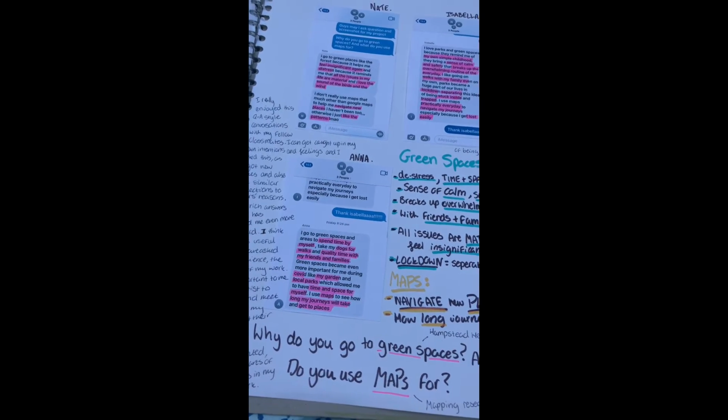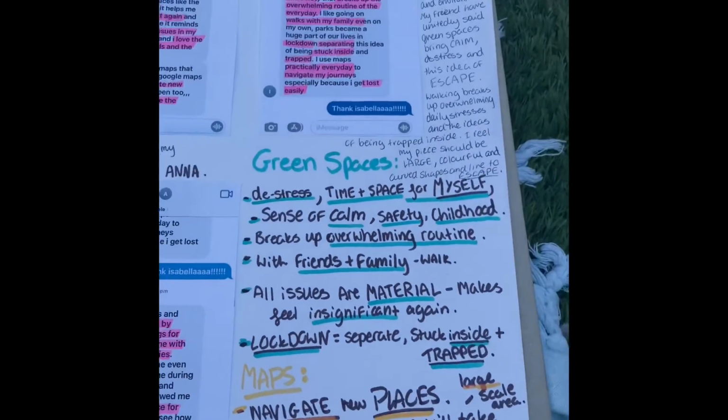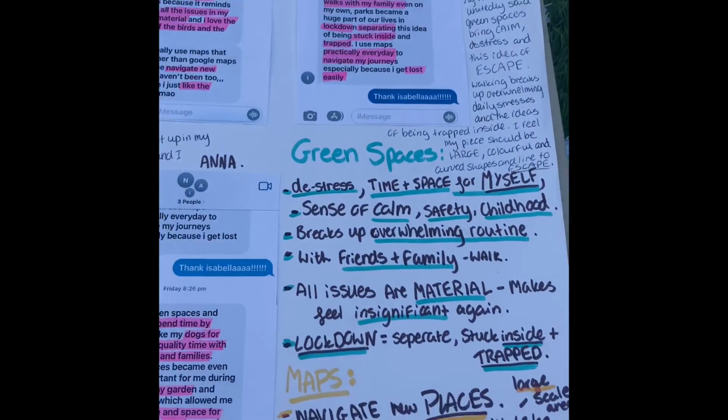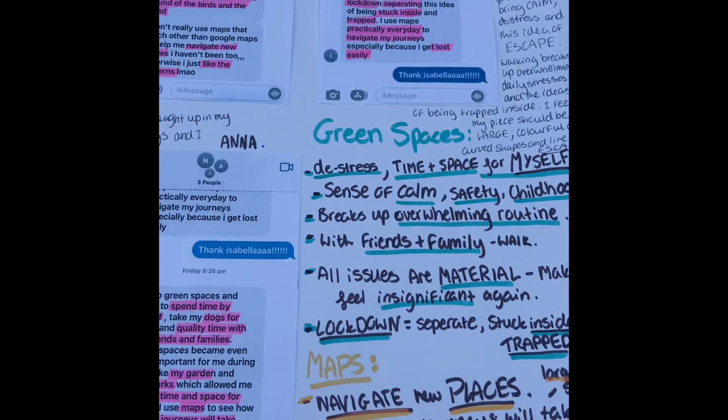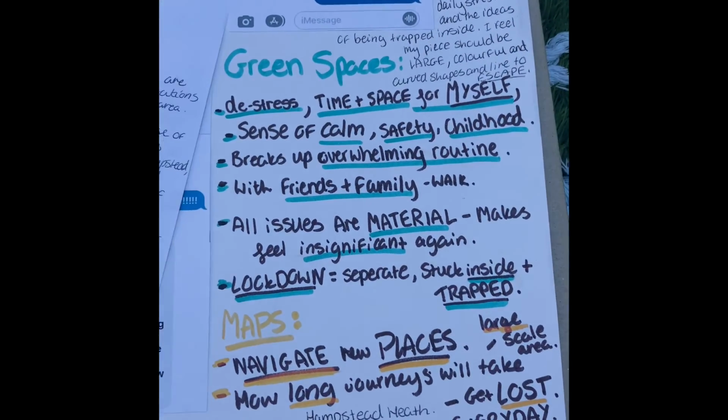And then I did find with the maps there was less on this and more on green spaces, but just how we navigate new places and how long journeys will take.